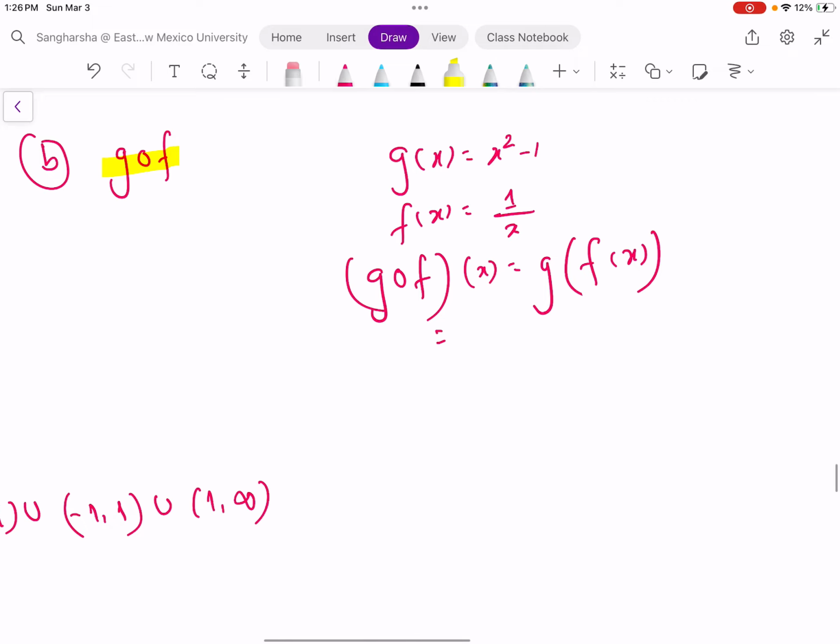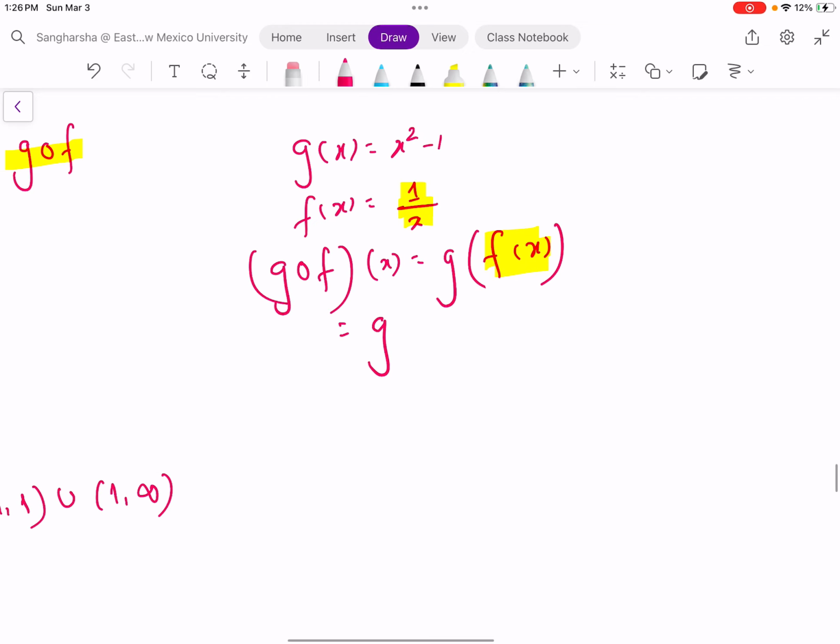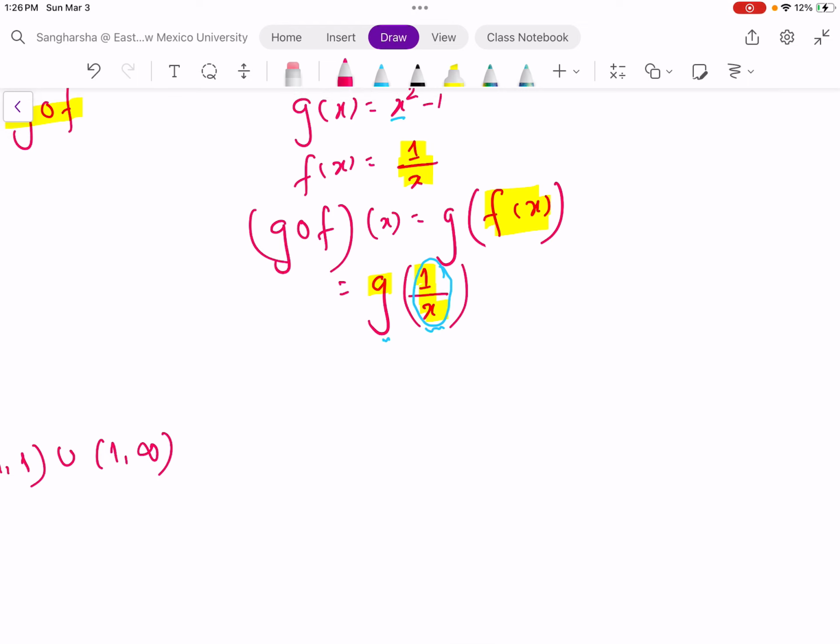So we make a substitution of f of x. We know f of x is 1 over x. So let's go ahead and substitute. We have g as it is, and our f of x is 1 over x. Now let's find g of 1 over x. Here 1 over x is the input for our g function. So we substitute 1 over x for every x in our g function. This gives us x squared, and for the x we substitute 1 over x. Now we have that squared, minus 1.